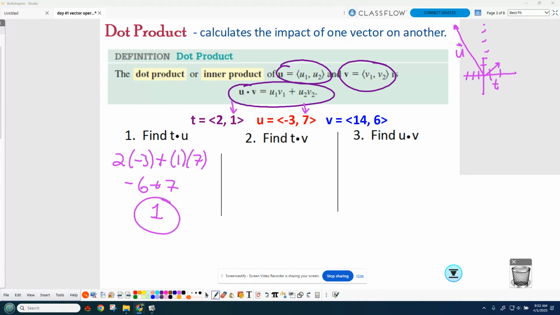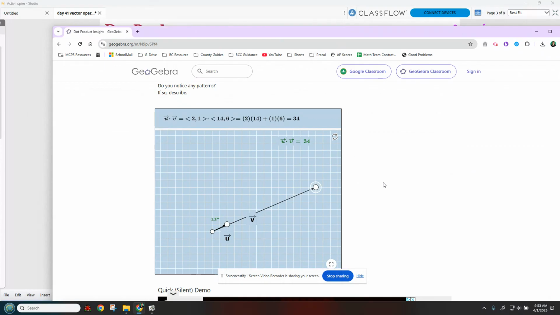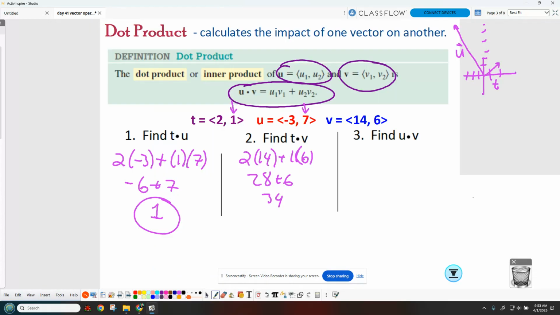So what did you get for the second one? I have 34. So that's the two vectors. They're almost on top of each other, so it's a really large positive number. The other one was negative 3, 7, so it was a small positive number. They're not exactly going the same place. What do you get for u dot v? 0. Negative 42 plus 42, that's 0.